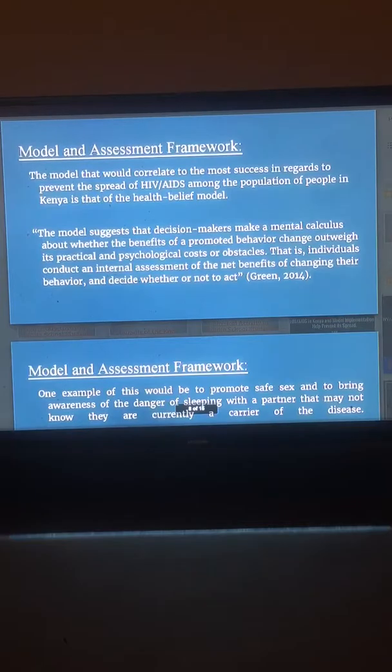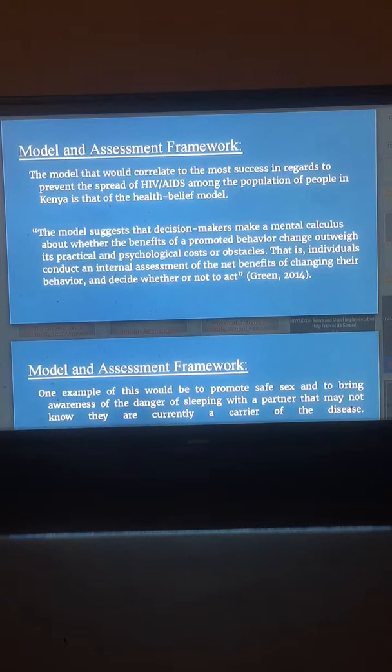My model and assessment framework would basically put it on the decision maker. For mine, that would be the health belief model. That model suggests that decision makers make a mental calculus about whether the benefits of a promoted behavior change outweigh its practical and psychological costs or obstacles. Basically, individuals conduct an internal assessment of the net benefits in changing their way of life, their behavior, and ask, do I want to do this or not?